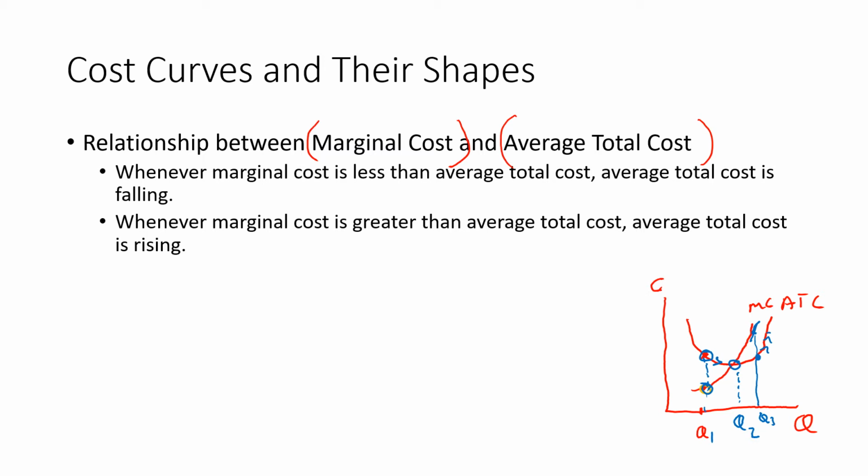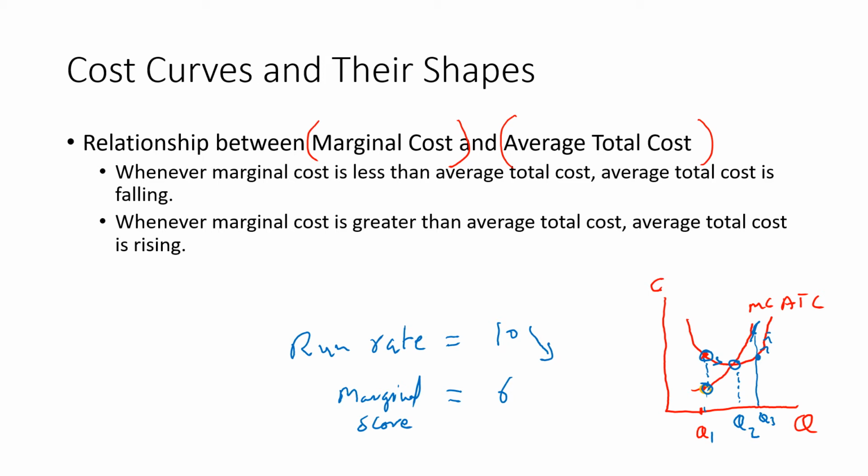Let's use an analogy, the analogy of cricket. In cricket matches, let's say the run rate is our average total cost. If the run rate is, let's say, 10 runs per over, and afterwards the batsmen are scoring at 6 runs per over, and that is the marginal score, that is the score in each over, that is 6 runs per over, the average run rate will decline, it will start declining.